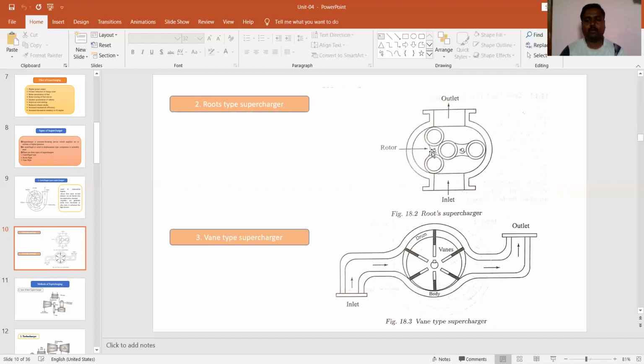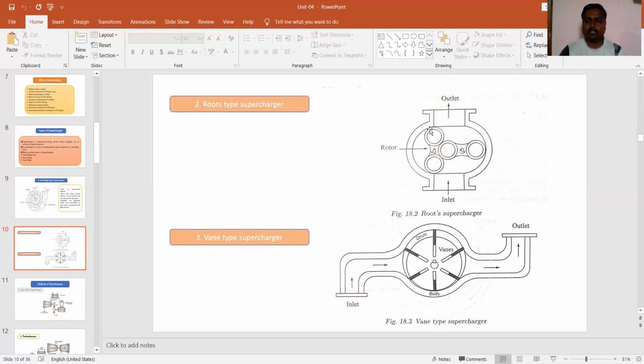Okay, with the help of key. As I said earlier, these two rotors have the same size. Power is supplied to one rotor. When one rotor revolves, it engages with the second rotor, and the second rotor also revolves.